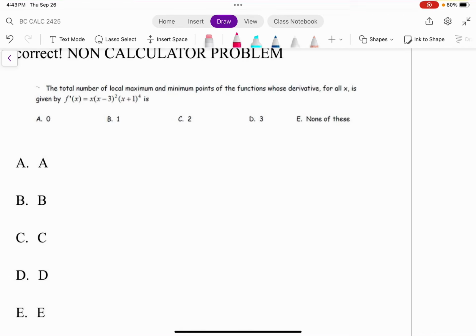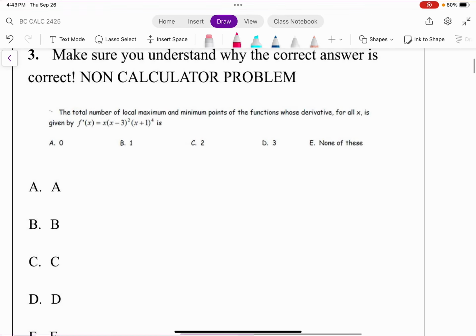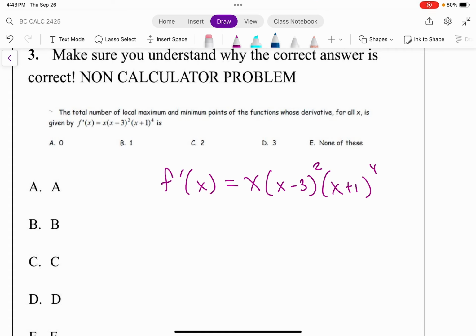Okay, this says the total number of local maximum and minimum points of the function whose derivative for all x is given by this. All right, so once again, we're given f prime. f prime is equal to x times (x minus 3) squared times (x plus 1) to the fourth. And this is great. We don't need to do any calculus, or take any derivatives, because we already have a derivative.